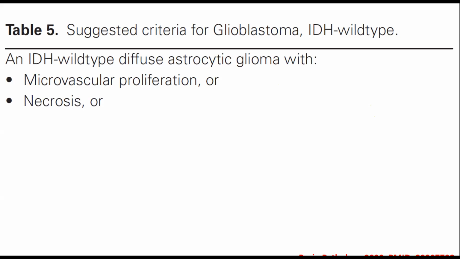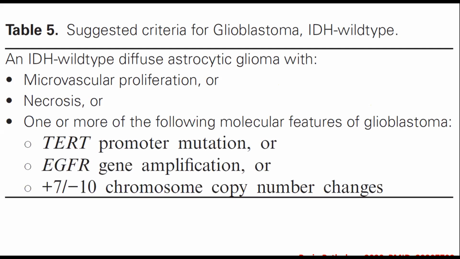All right. Or here's the new, or one or more of the following molecular features: TERT promoter mutation or EGFR gene amplification. Note, it does not say EGFR vIII. No. That will not do it. Or one of the point mutations. That will do it. It's gene amplification, which is most highly associated with IDH wild type glioblastoma in this context, or classical cytogenetics. Gain of 7, loss of 10.